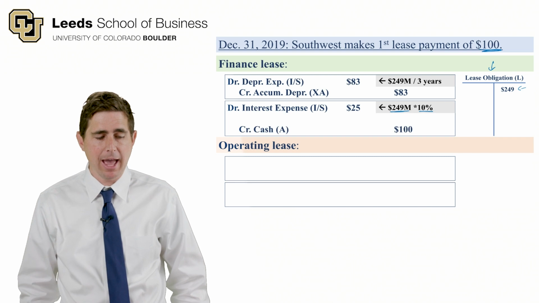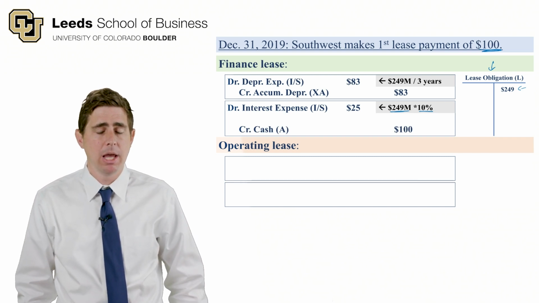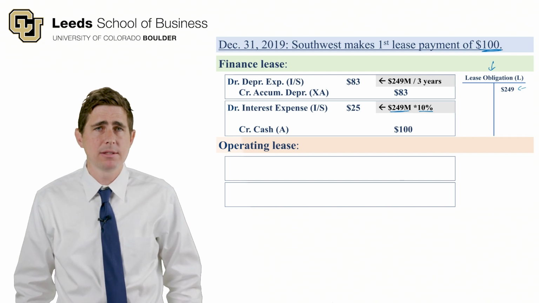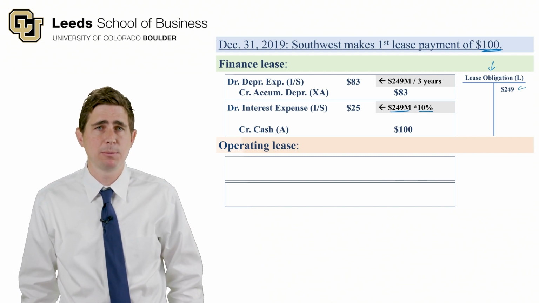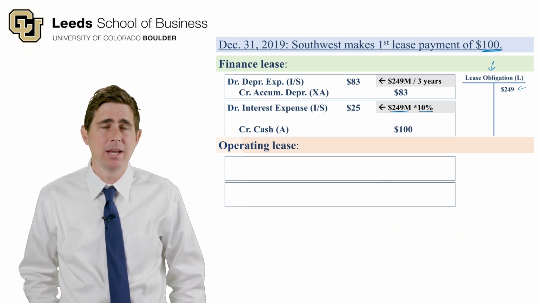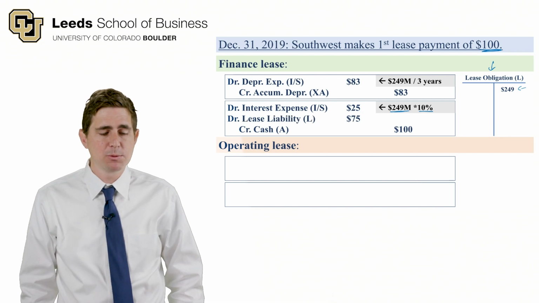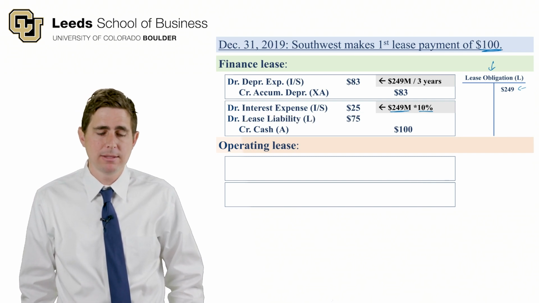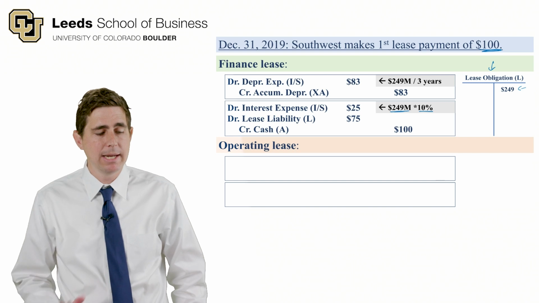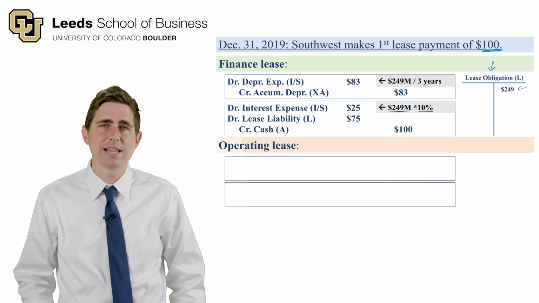So we're going to credit cash for that cash payment, for the cash going out the door. And if you'll recall, in accounting for bonds, the difference between the cash payment and the interest expense amortizes the book value of the liability towards its face value. In this case, leases typically just have a face value of 0. So the difference between the cash payment and the interest expense is $75. We need a debit to balance this journal entry, so we'll debit the lease liability for $75. And that's amortizing the lease liability down.